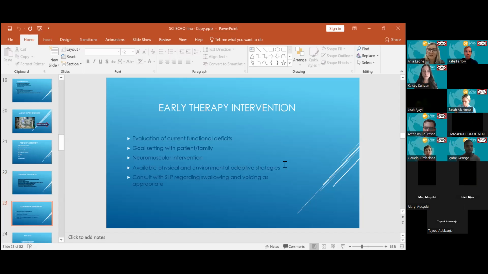As far as early therapy intervention, hopefully we're getting this patient shortly after initial injury. We're looking at those functional deficits. We'll do goal setting like with any other population and their family members. Neuromuscular intervention will start immediately. And then again, that depends on what you are able to do.